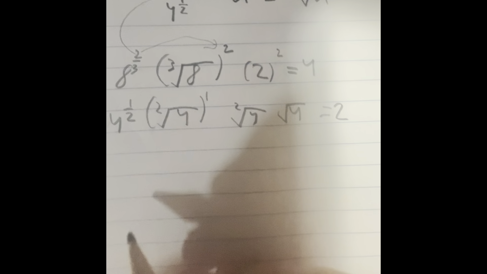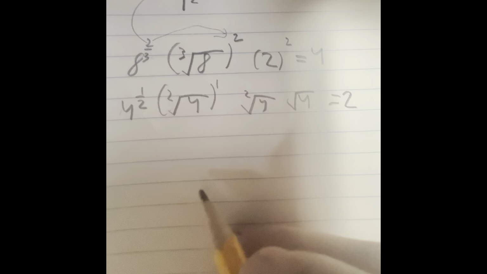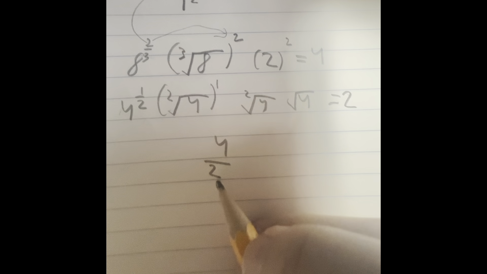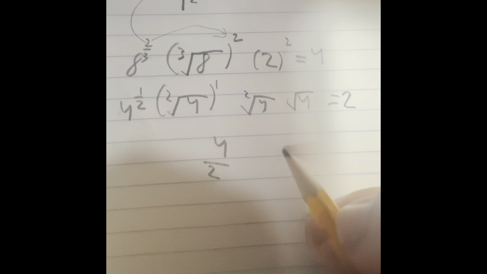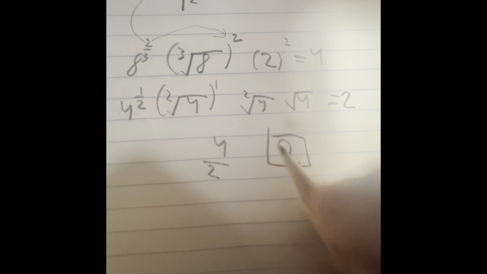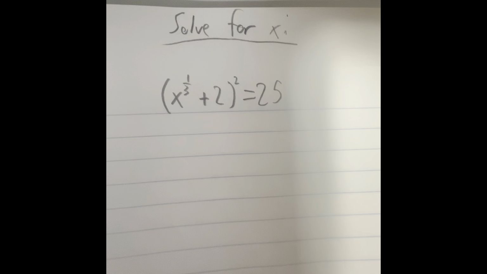So our term, if we plug these values in, is just going to be 4 over 2. And 4 divided by 2 is just 2. So our answer for this question is going to be 2. Let's take a look at a trickier question.